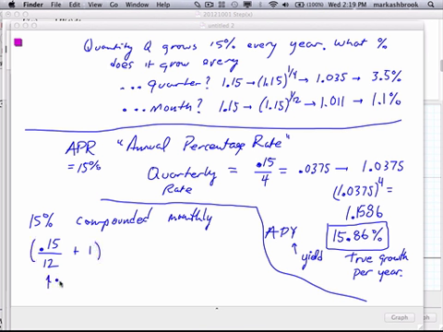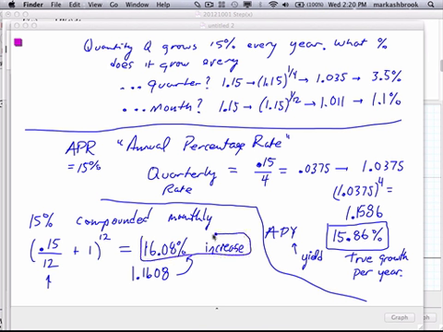So this is our monthly rate. In the parentheses is the monthly growth factor. And then how would you get the annual growth factor? Raise it to the 12th. So find that. That's our annual growth factor for 15% compounded monthly. Find that value. What is it? 16.08%. Or sorry, this is going to be 1.1608, which means 16.08% increase.